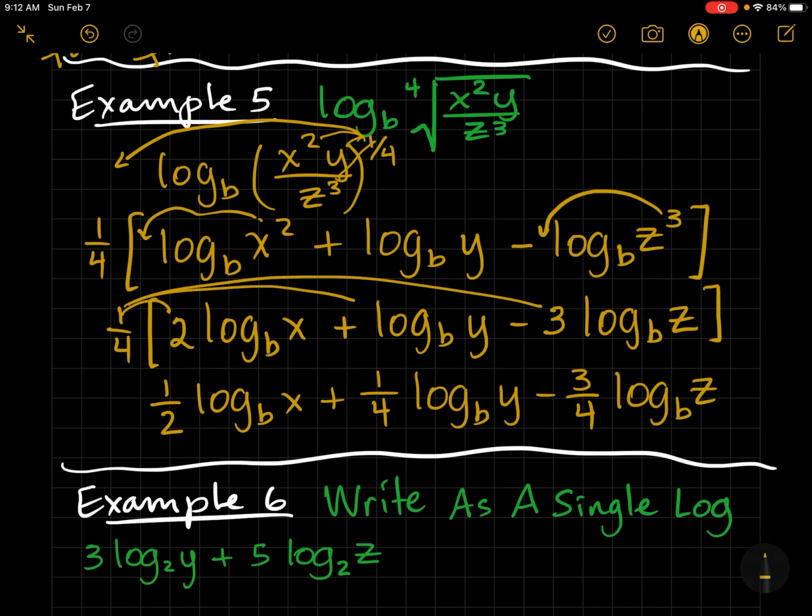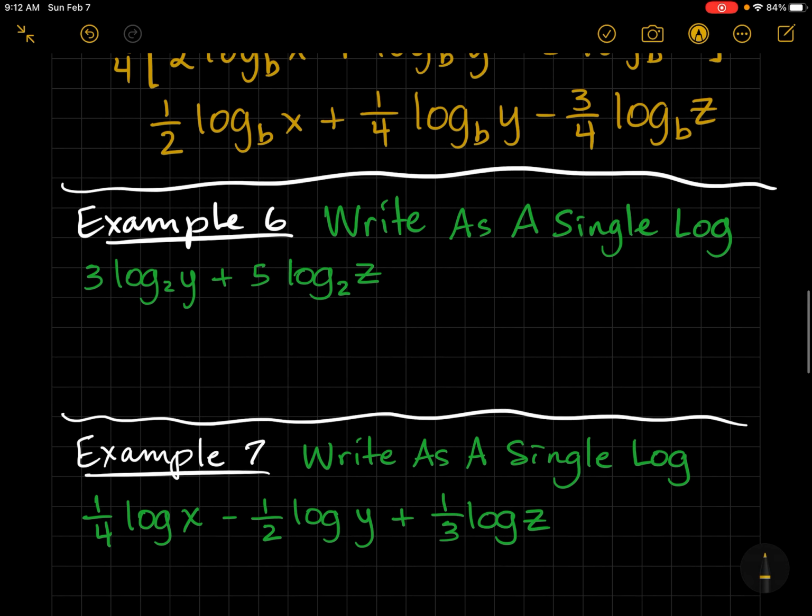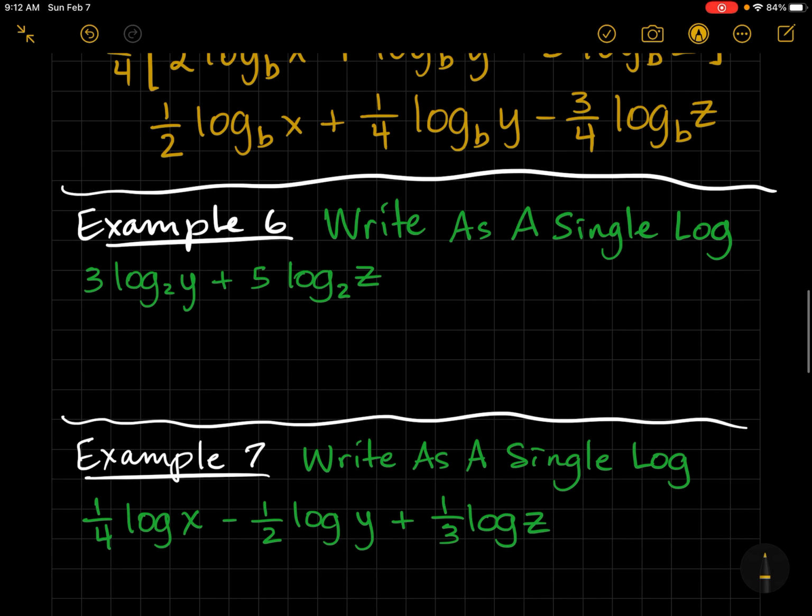Okay, let's look at example 6. We're going to write as a single log. So now we're going backwards, okay? We're going to mush all of this together. So the first thing I'm going to do is put my exponents back up top. So I get log base 2 of y cubed plus log base 2 of z to the 5th.